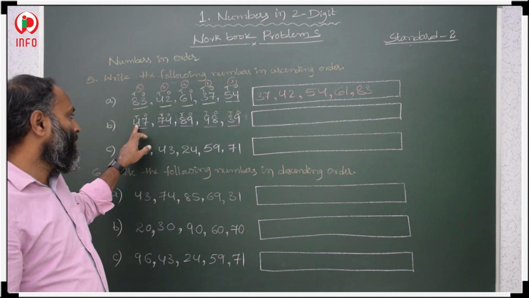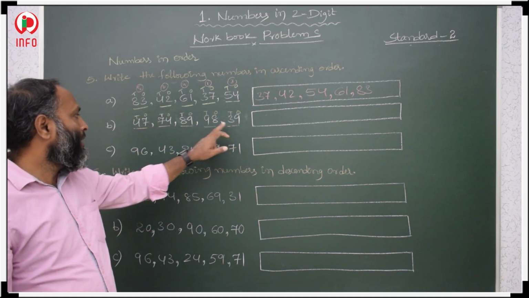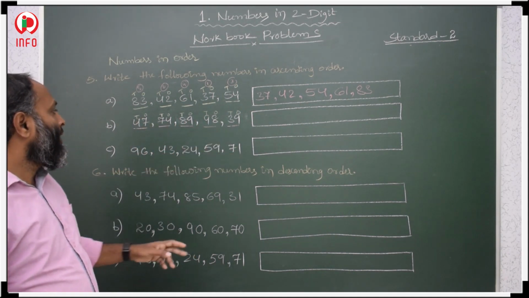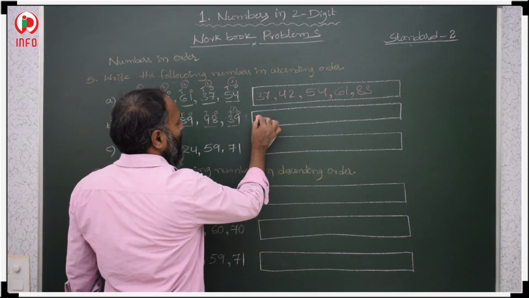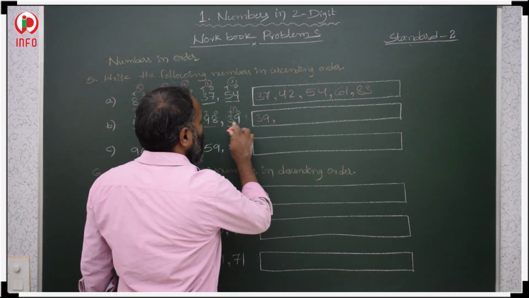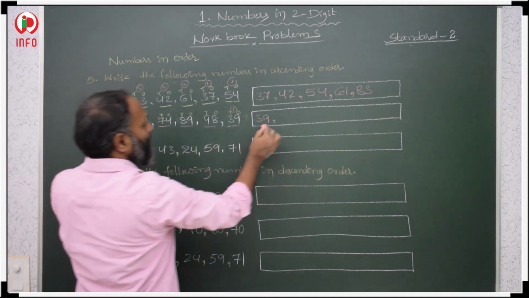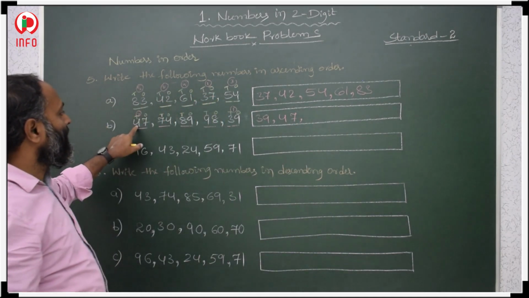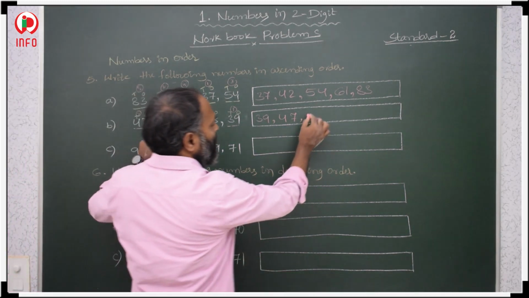In the first, 4 is there, then 7, 8, 9, 3. In this, 3 is the smallest. This will come first, 39. After 3, 4 will come. This is the second, that is 47. Then after 4, 7 will come, that is 74.